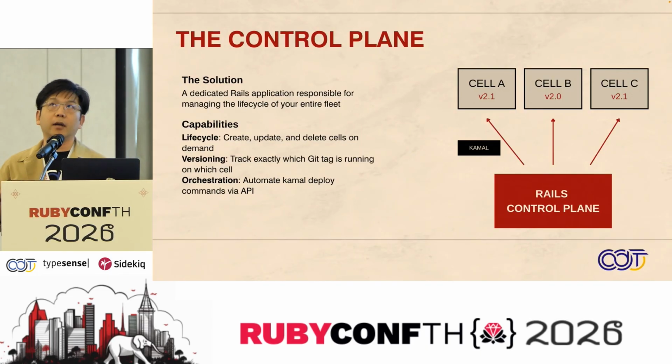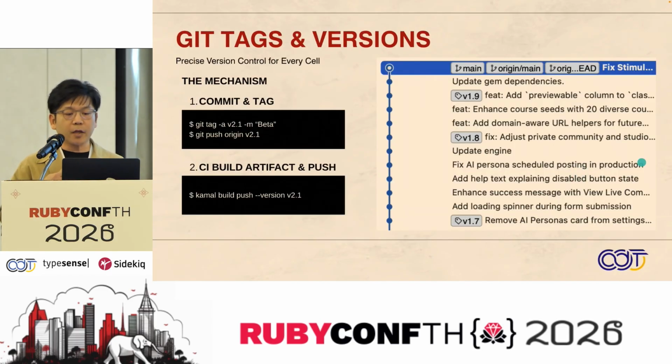And to recap, Kamal deploy does a lot of work for us. But to make it work with a cell-based architecture, we need to break it down a little bit. So we need to prepare what version is in our system. For us, a version is just a git tag.